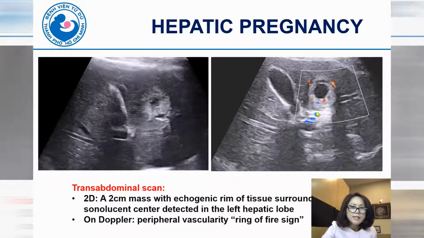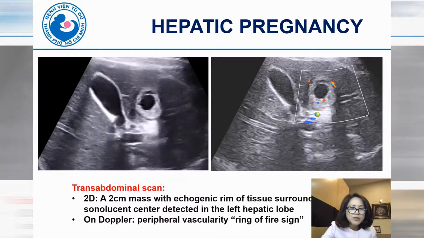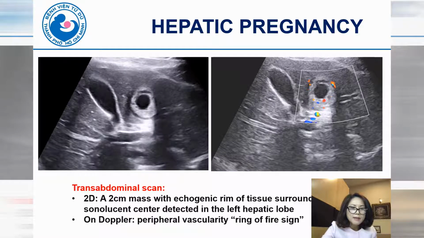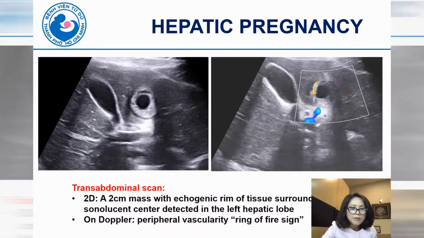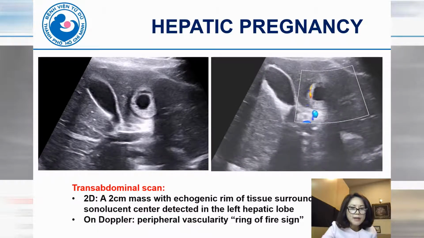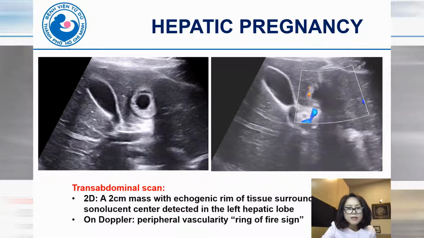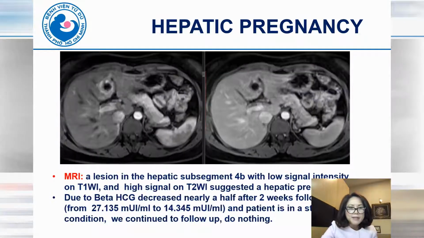So this is a case of hepatic pregnancy, transabdominal view of the liver. We can see the liver, the gallbladder, and a mass with an echogenic rim of tissue surrounding the sonolucent center in the left hepatic lobe. On the color Doppler, we can see peripheral vascularity, a ring of vessels around the gestational sac. So we think this is a hepatic pregnancy, but we do the MRI to confirm.